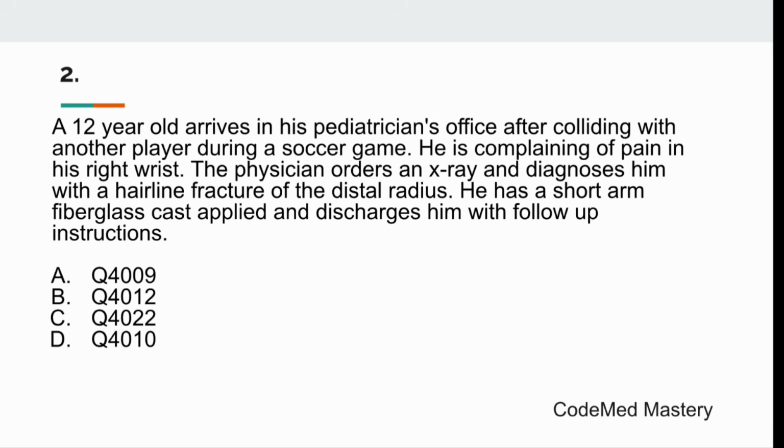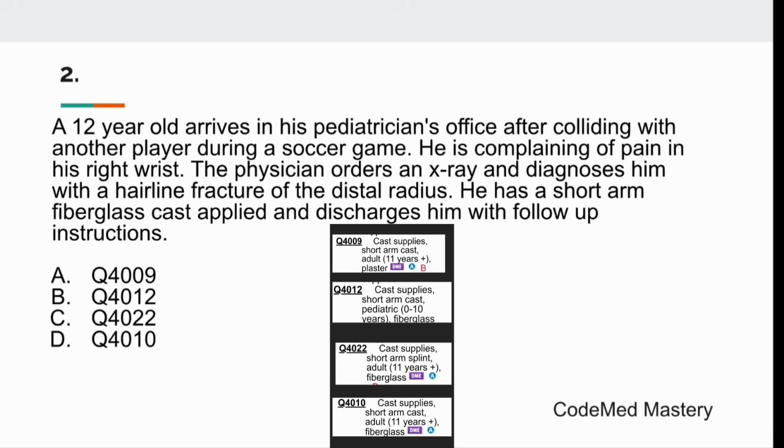Let us check the options first. Check option A, Q4009. Q4009 is for cast supplies, short arm cast, adult, 11 years plus, plaster. Check option B, Q4012. It is for cast supplies, short arm cast, pediatric, 0 to 10 years, fiberglass. And option C, Q4022 is for cast supplies, short arm splint, adult, 11 years plus, fiberglass. And option D, Q4010. It is for cast supplies, short arm cast, adult, 11 years plus, fiberglass.